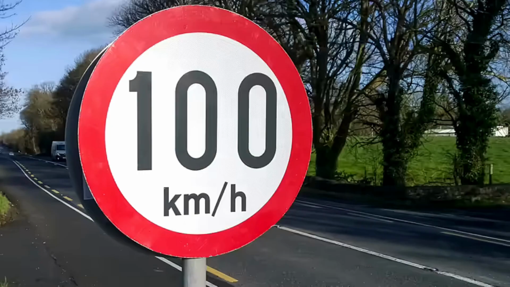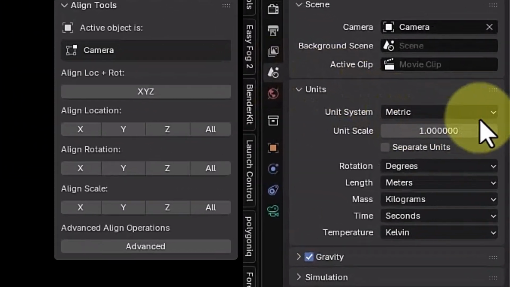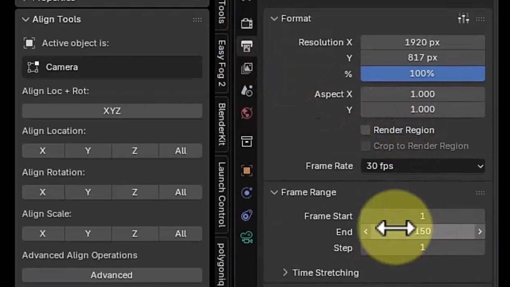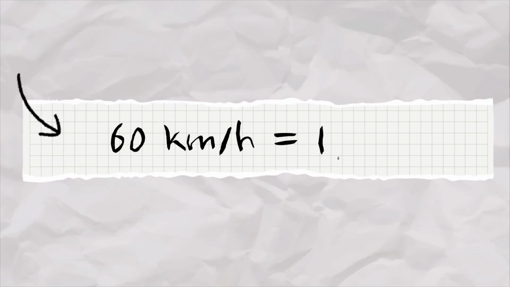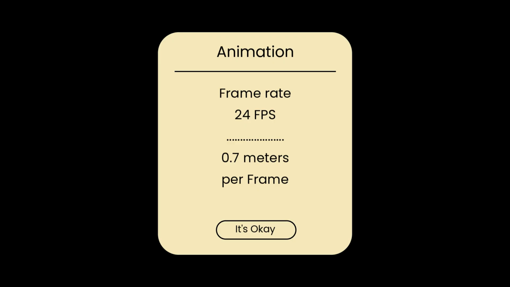In real life, speed is measured in kilometers per hour, but Blender doesn't understand kilometers. It understands meters and frames. For example, 60 kilometers per hour equals about 16.6 meters per second. If your animation is about 24 frames per second, the car should move about 0.7 meter per frame.